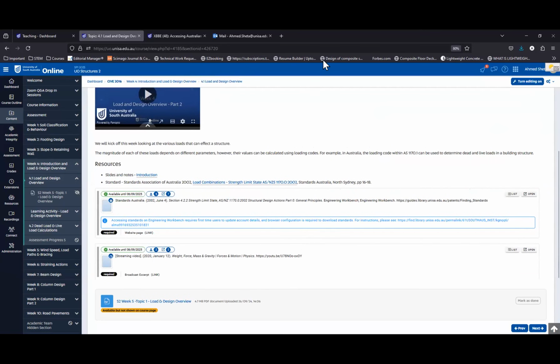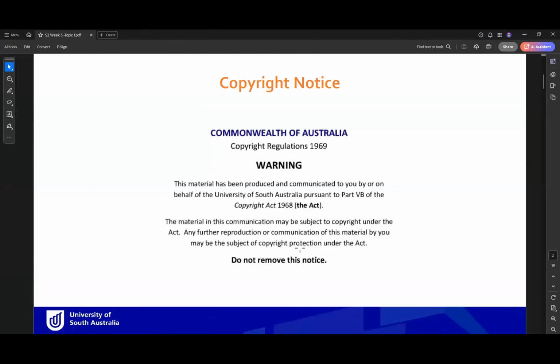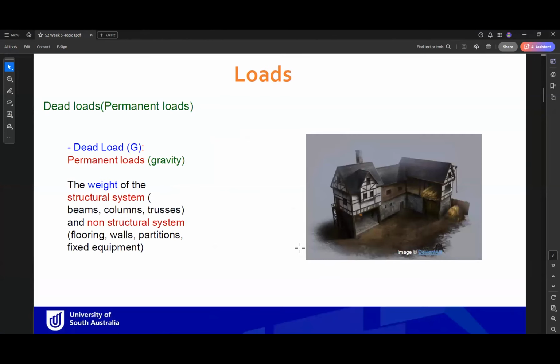Okay, so now I will just quickly open the slides file. This one is to briefly introduce the first topic of this week, load and design overview. I will quickly go through it to have a quick look.